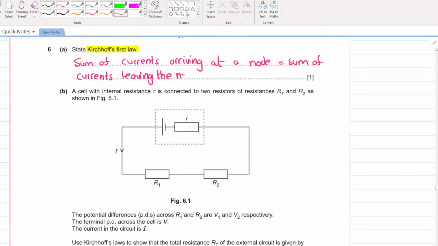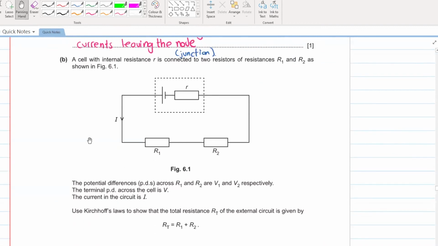Simple as that. Also, you can replace this word node by junction and it will make no difference. You will still be getting 1 mark. You can either write node or junction here, no difference in the mark.